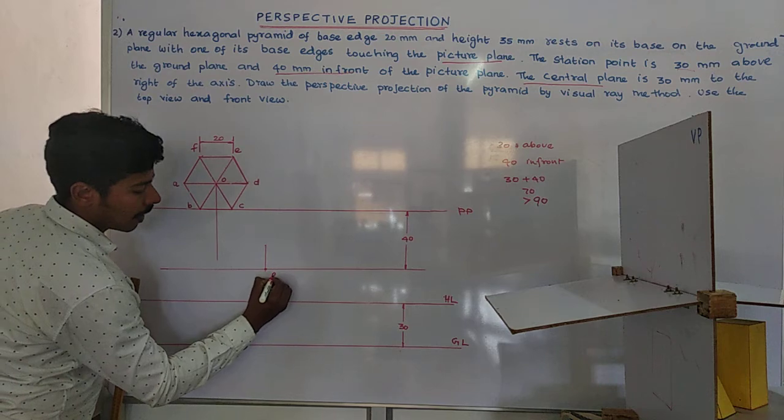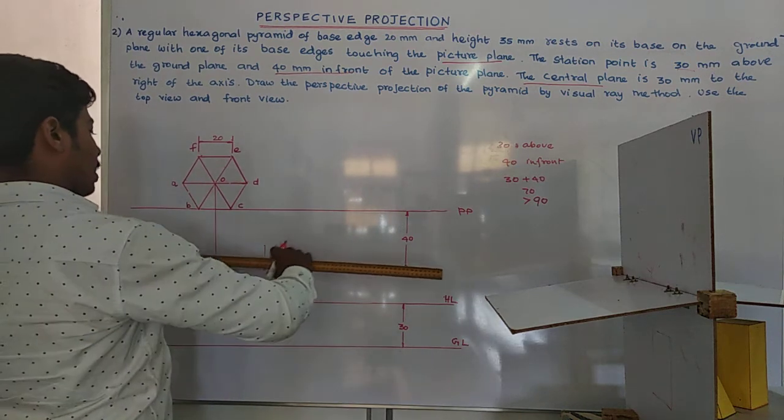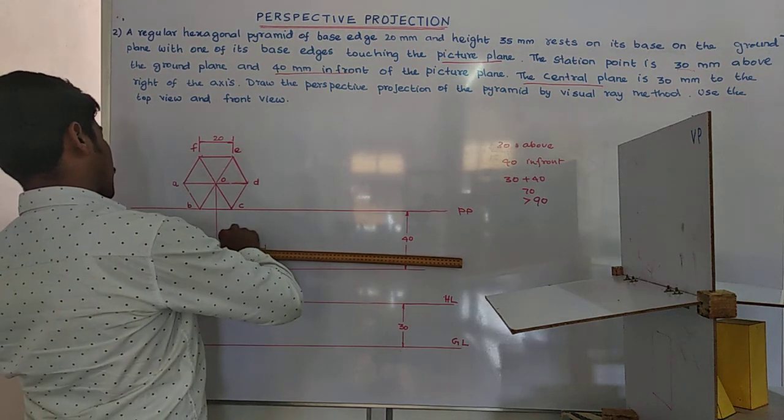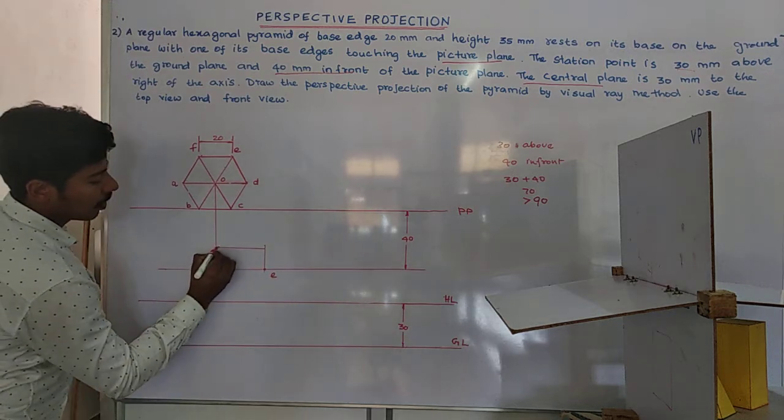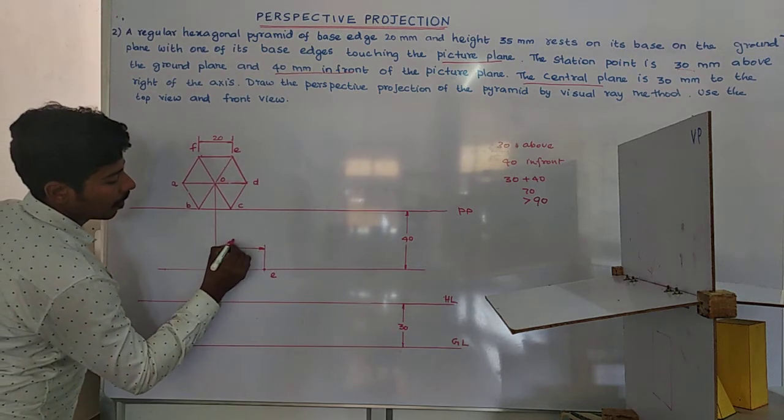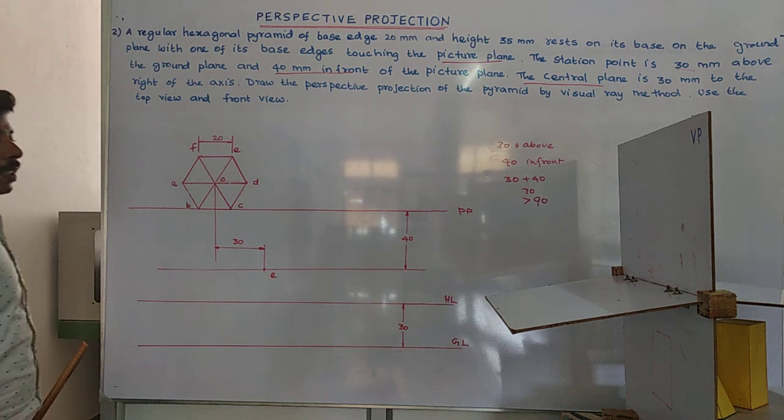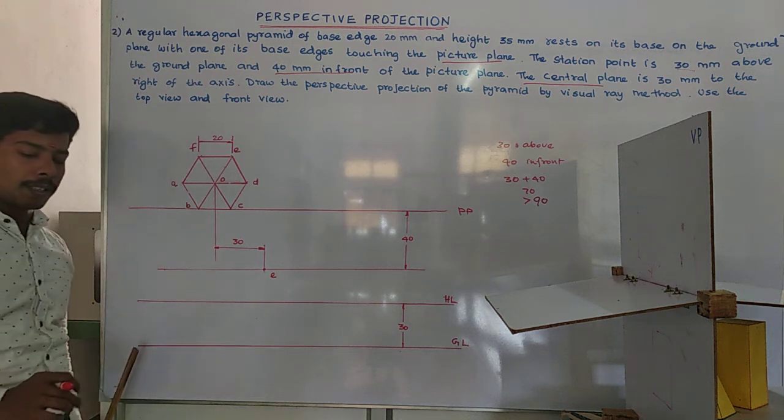So this is our E. So this distance is 30 mm to the right. So be very careful with this.